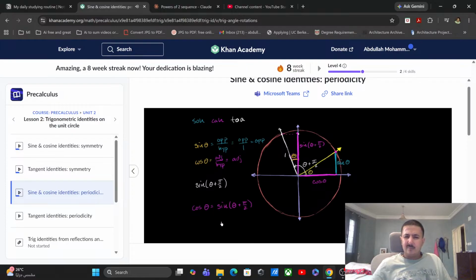So that was pretty neat. Just like that, we were able to come up with a pretty neat relationship between cosine and sine. The cosine of theta is equal to sine of theta plus pi over 2, or you could say sine of theta plus pi over 2 is equal to cosine of theta. Now what I encourage you to do is, after this video, see if you can come up with others.